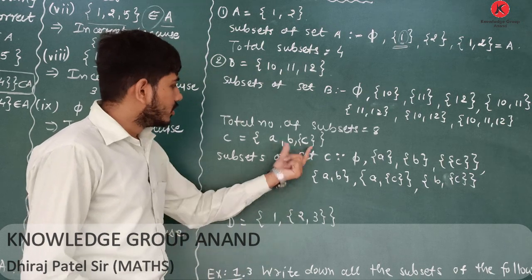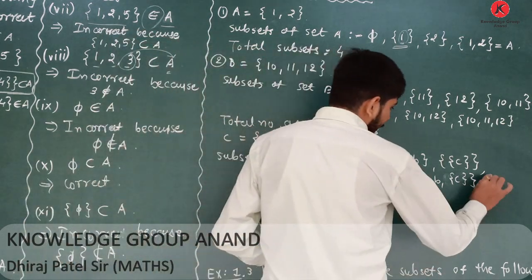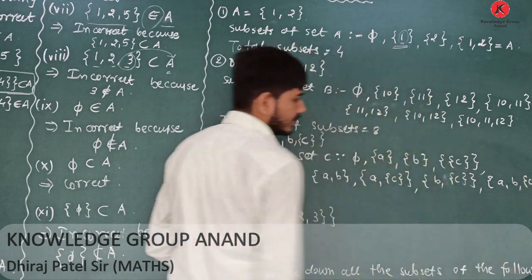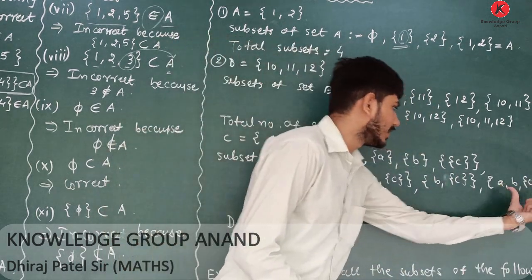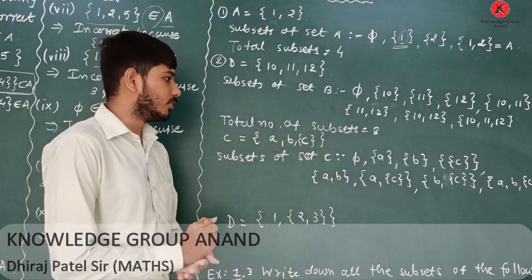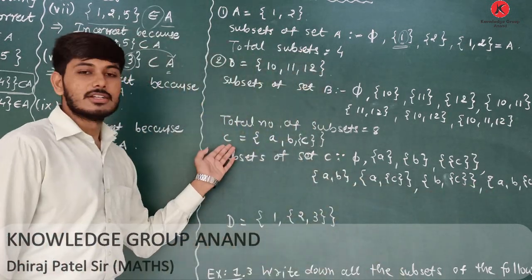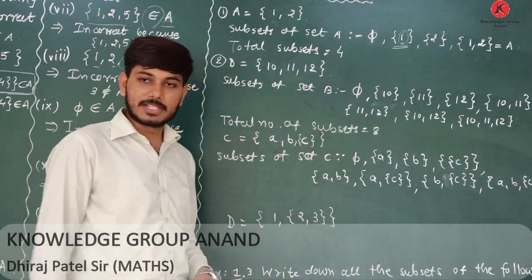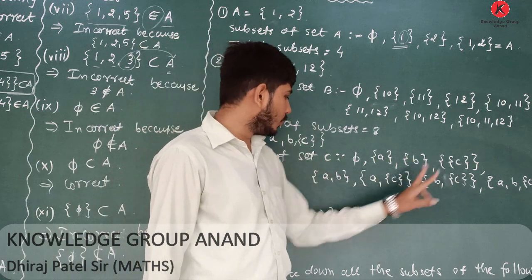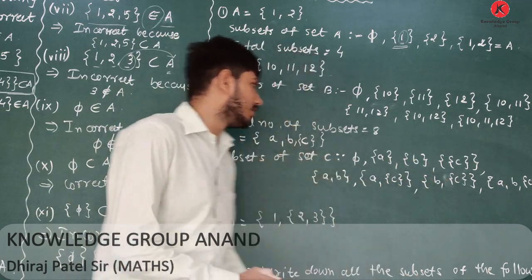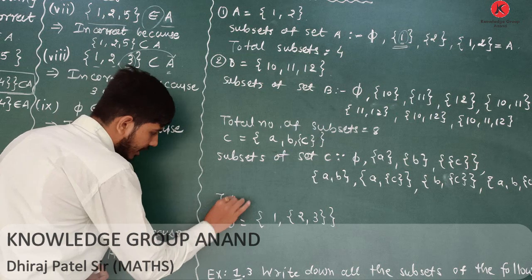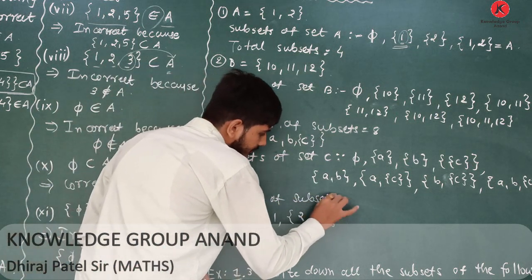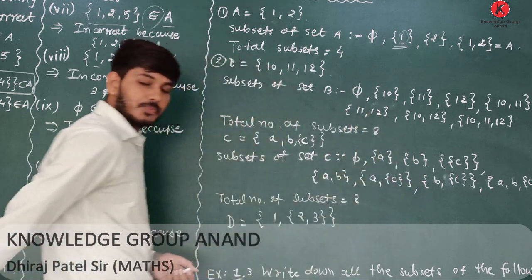And the next one, a total of 3 elements are there. The subset having 3 elements, 3 elements in curly brackets, therefore it is a subset. And this is the set C, therefore it is the set itself. Now, the total number of subsets: 1, 2, 3, 4, 5, 6, 7 and 8. The total number of subsets is 8.